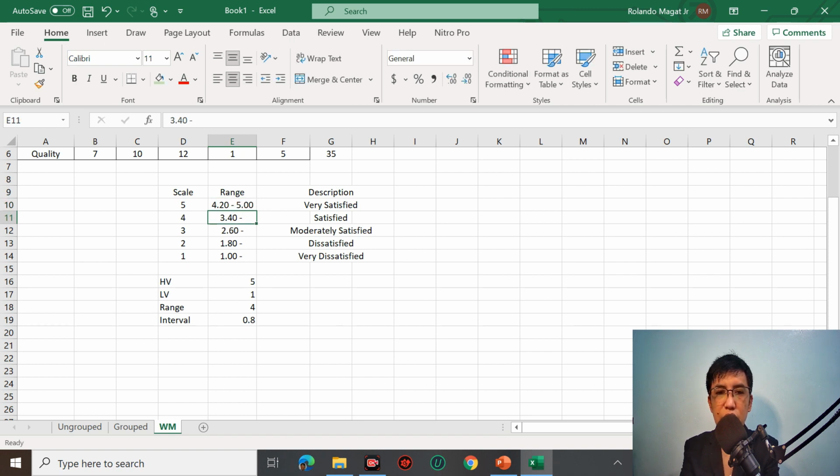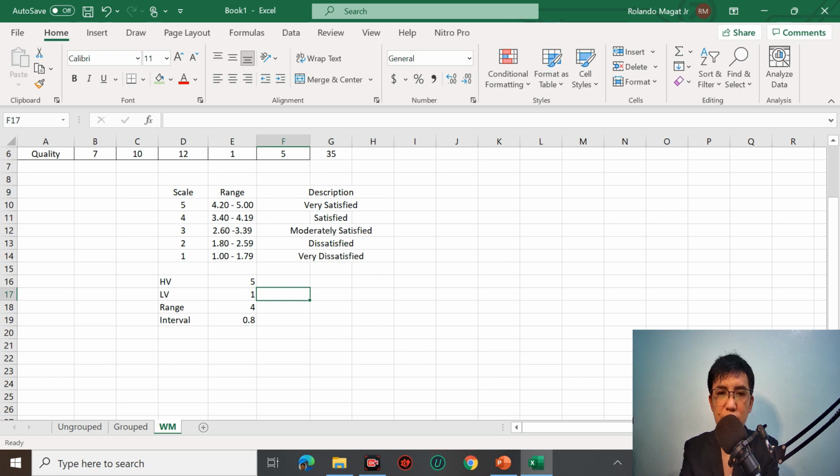Okay? So 1.00 to this one is 1.8 yon. So 1.79. Okay? 1.8 yan. Then this one is 2.59. Then 2.60 to 3.39. Then 3.40 to 4.19. And that's it. Those are the range of values for each scale, 5, 4, 3, 2, 1.